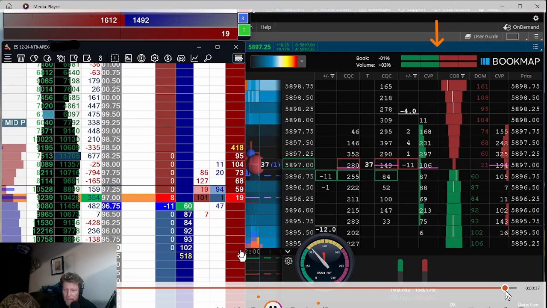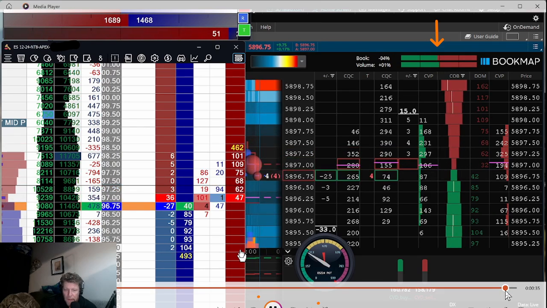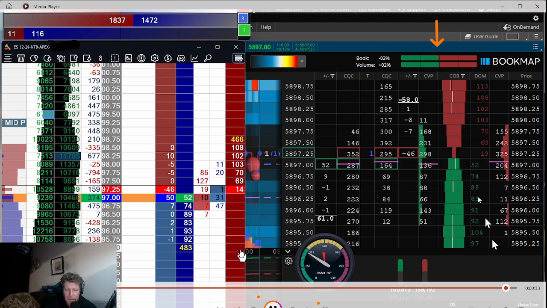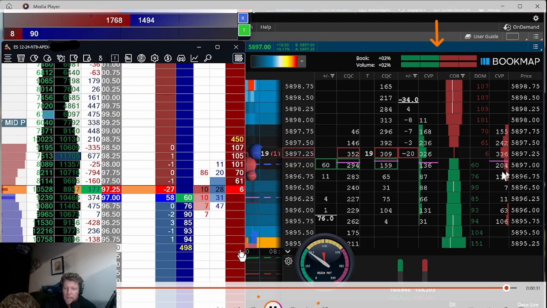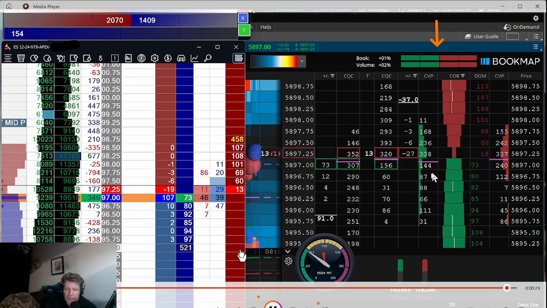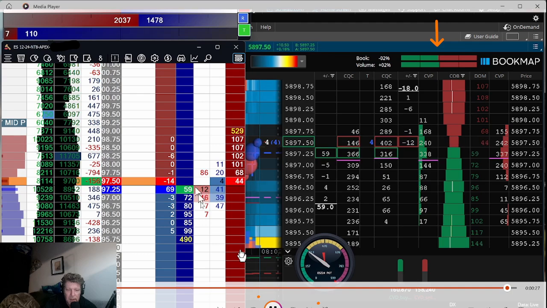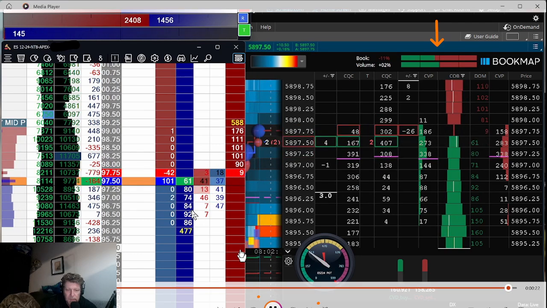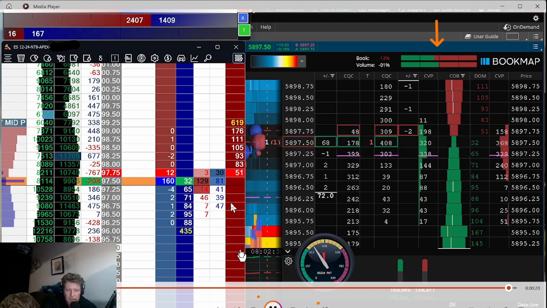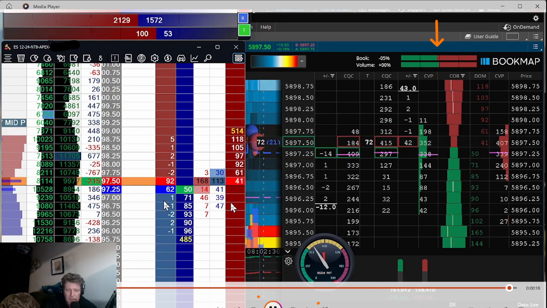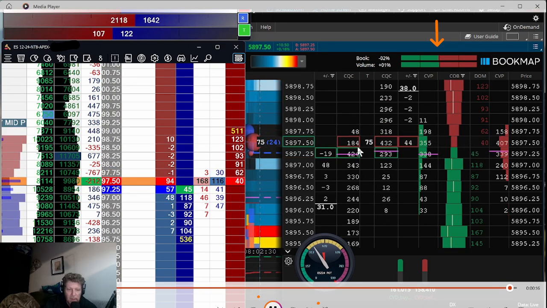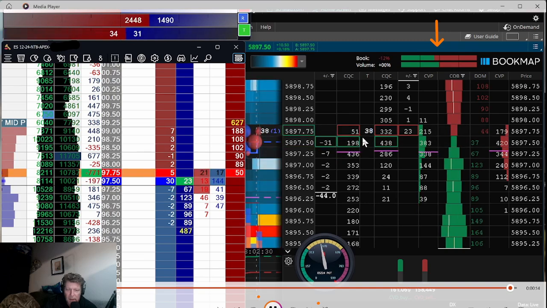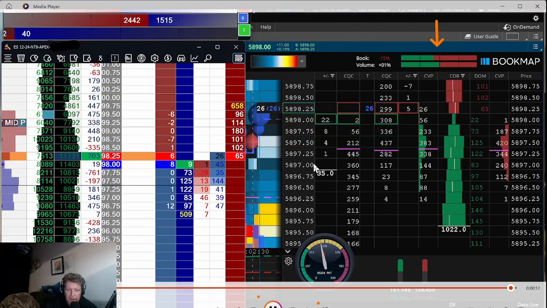Let's see if we add any more in here. The last 30 seconds. Price is at value. Value is 97. Looks like I could have shorted like for 1 or 2 ticks right in there. Maybe shorted 75 down to 25.